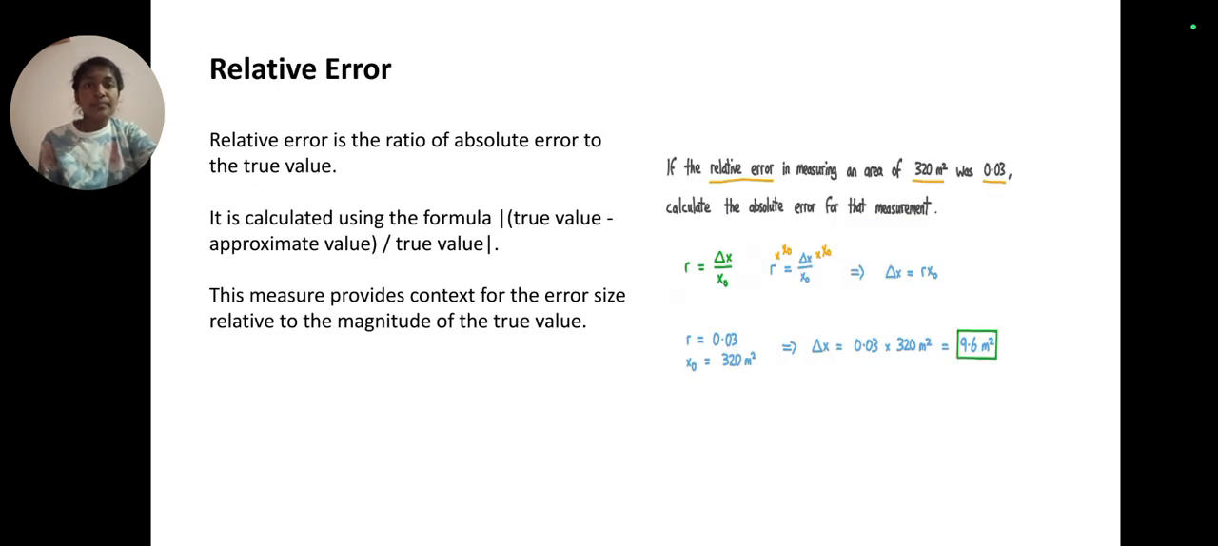Relative error. Relative error is the ratio of absolute error to the true value. It is calculated using the formula true value minus approximated value divided by true value. This measures the error size relative to the magnitude of the true value.